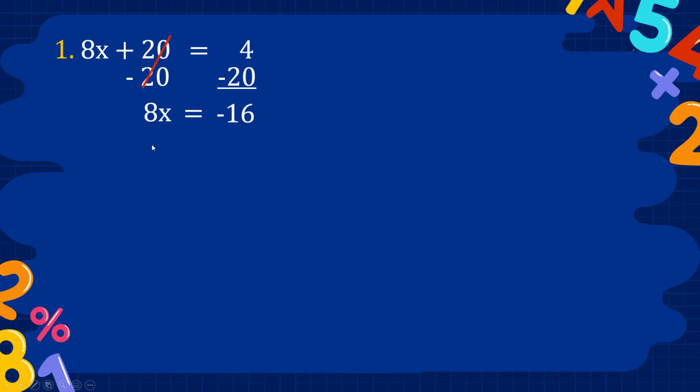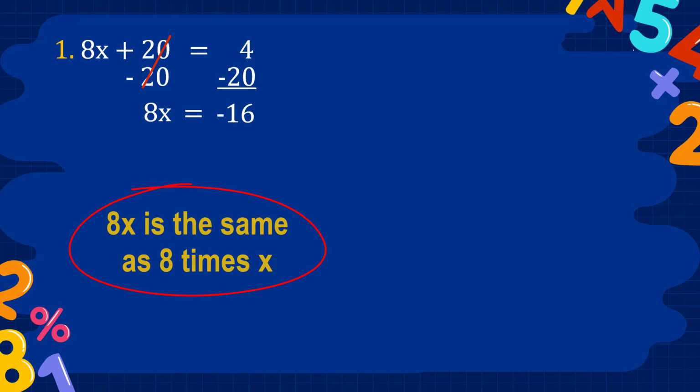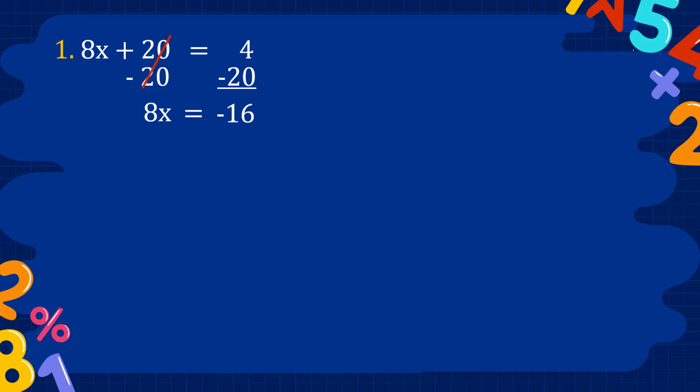Now the equation looks like this. 8x equals minus 16. The next step is to solve for x, or get the x by itself. Right now, the x is multiplied by 8. That's what 8x means. When you have a number and a letter next to each other without any operation sign, it means it is a multiplication. So if we divide the 8x by 8, the 8's will cancel and you will have x on its own.